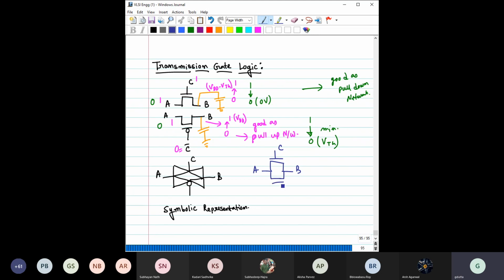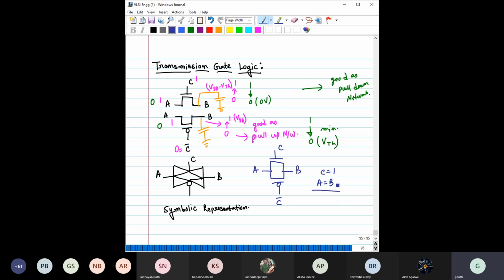Okay. This is C bar. That makes the transmission gate. Basically, transmission gate means what? See, when C is equal to 1, A is equal to B, right? When this transistor is on, this transistor is on, it can transmit from one to the other. That's why it is called transmission gate.